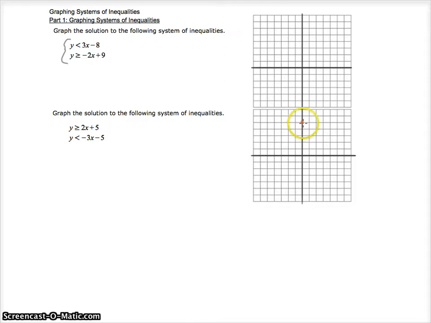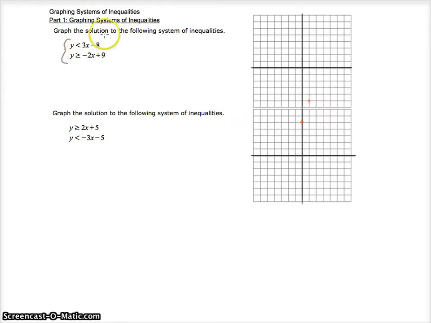Negative 8, and then we're going to go up 3 over 1. Up 3, 1, 2, 3. No, it's actually close. So 1, 2, 1, 2, 3 over 1. It's going to be a little off, but close enough.